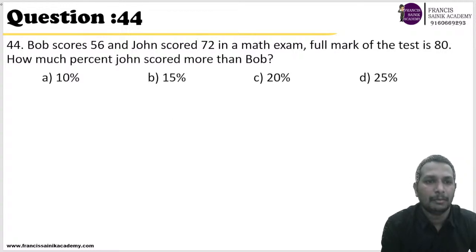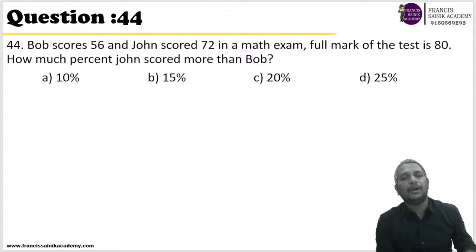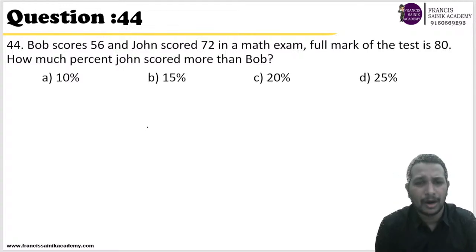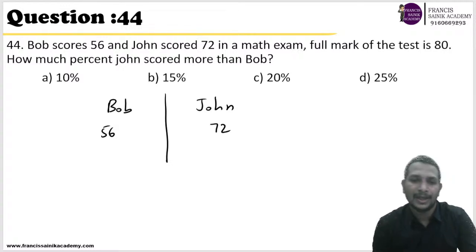Next. Bob scored 56 and John scored 72 in a math exam. The maximum mark of the test is 80. By what percent did John score more than Bob? There are two persons, Bob and John. They gave the marks they got out of 80, 56 and 72. They're asking how much more one scored.